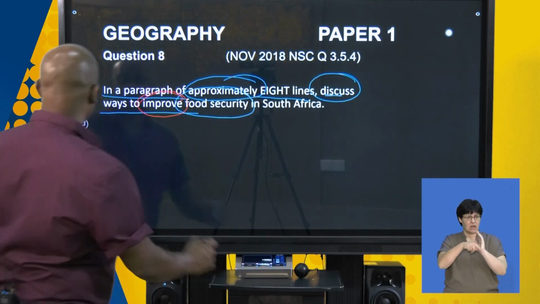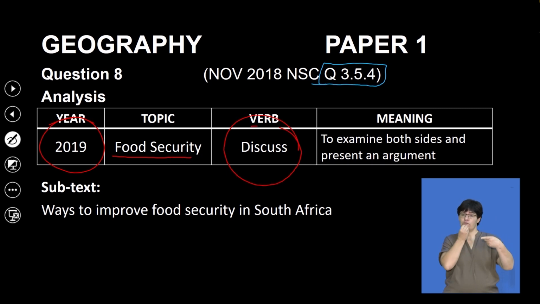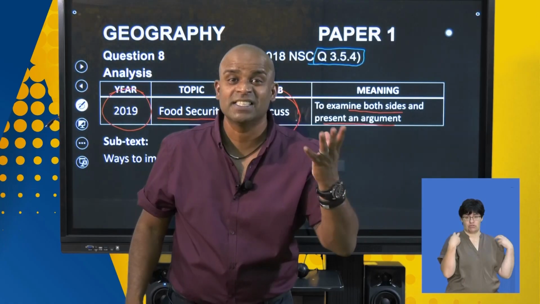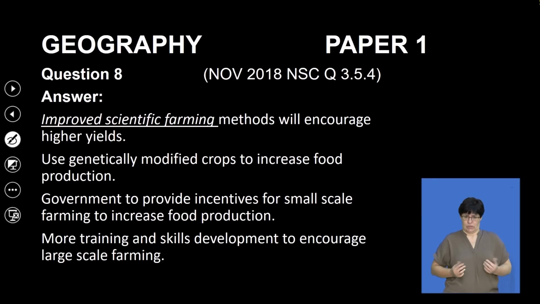Our discussion will be about how do we improve food security. If I'm looking at this particular question and analyzing the content, this is what I should be looking at. Remember, it's a 2019 examination. The topic was food security, the discussion was the verb, and we had to examine both sides of an argument. In this case, improving food security in South Africa. How do we do that? And always remember, it's all about my qualifying words.